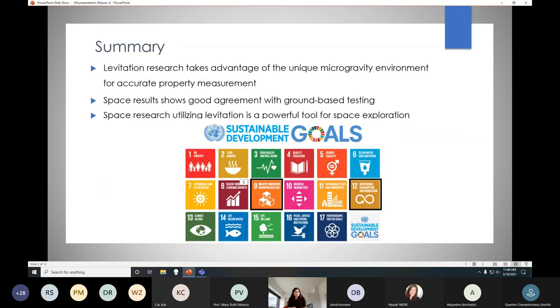To summarize my talk, levitation research takes advantage of the unique microgravity environment for accurate property measurement. The space results that we have obtained show good agreement with ground-based testing. By utilizing this space research, levitation can become a powerful tool for future space exploration. All of our research supports the SDGs' goals for sustainable industry, innovation and infrastructure, and responsible consumption and production.